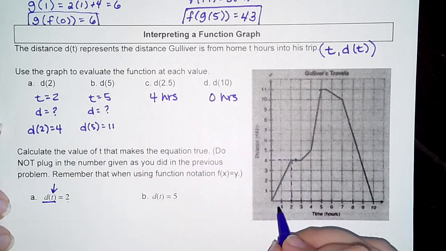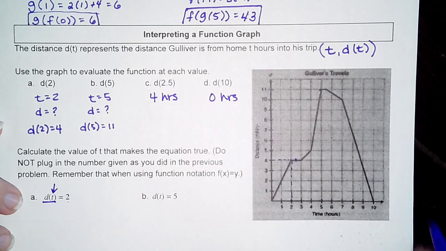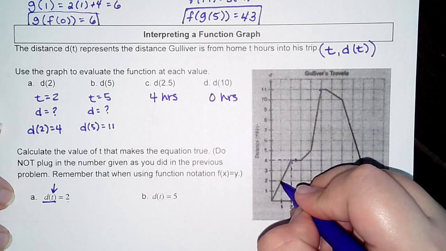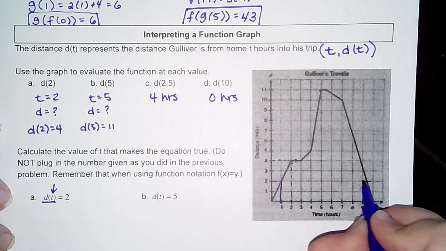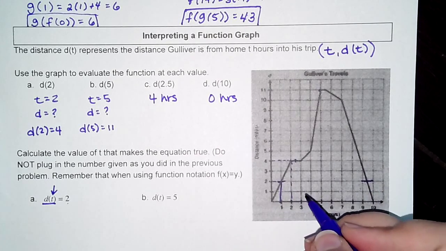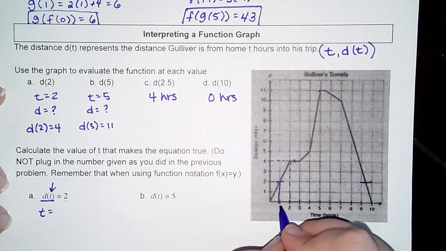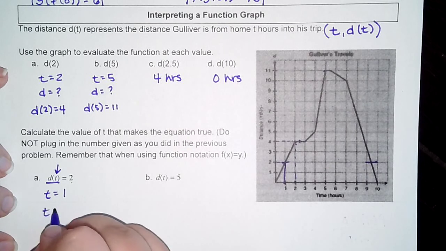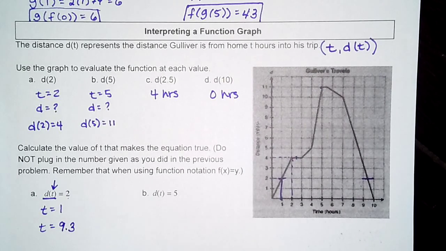So while up here we went on the x-axis and found our corresponding y value, with this one we need to find our y value and then find the corresponding x. So let's do that. If your distance is 2 from home, we find 2 on the y piece, and then we curl across and say, well, how far in time was he? Now the first obvious one is 1 hour. But what I'm going to tell you is that if we keep going over here, he could also be over here. We don't know. It doesn't specify whether he was closer to home or farther from home. So we actually have two answers. My t could equal 1 hour, or my t could equal 9.3 hours into his trip.